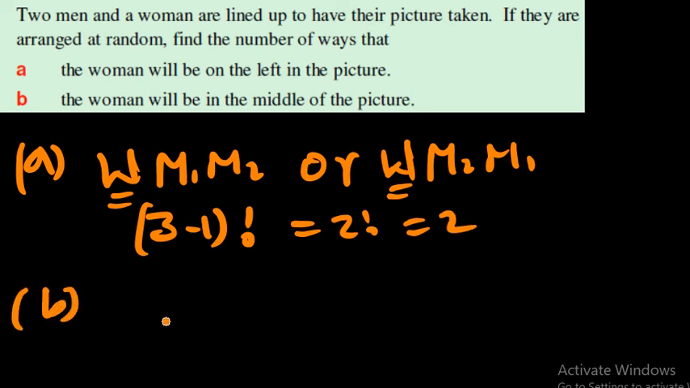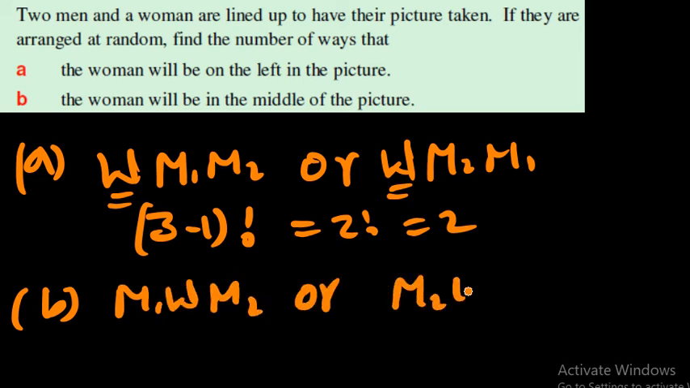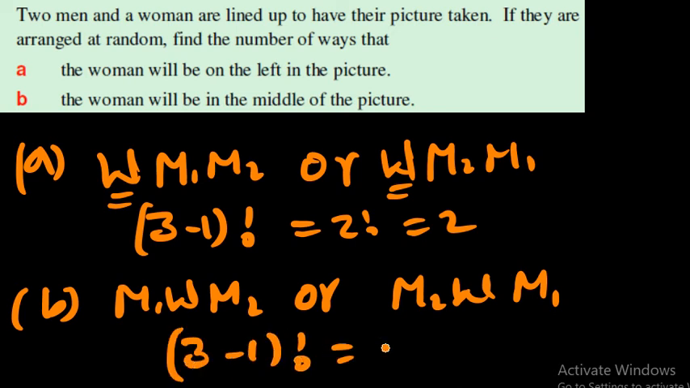In the same manner we go to B. If the woman is at the middle, we can do M1 W M2, or the other possibility, M2 W M1. The 2 men can change their places, but the woman will be fixed at the middle. Therefore, in the same manner, (3 minus 1) factorial also works this time, which is 2 factorial, because the woman's place is fixed.